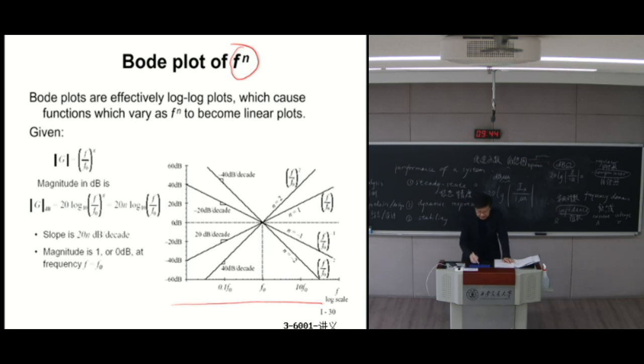When n has different values, then this curve of this transfer function magnitude Bode plot will be in different slope of a straight line.